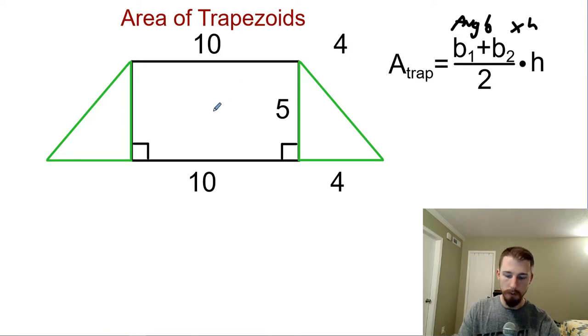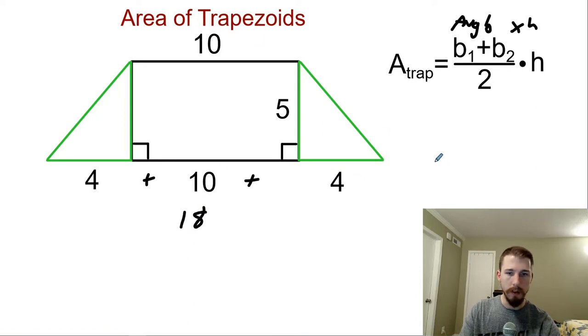So visually, let me show you what's happening here. If I take this side over here, I've got 10 and 4. And 4 on the other side. So I guess I'll move that over here. Okay. What is the average of this? If I add it together, that would be 10 plus 4 plus 4, which is going to be 18.